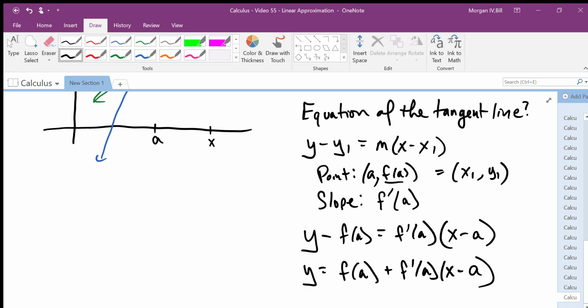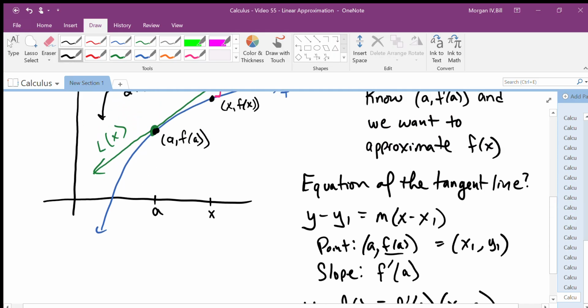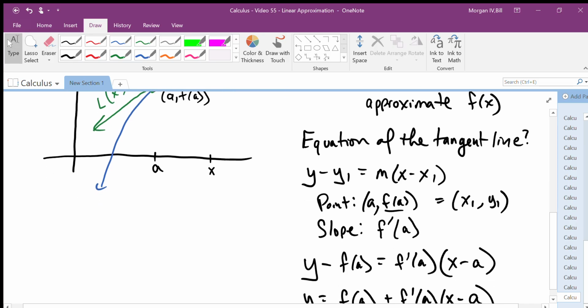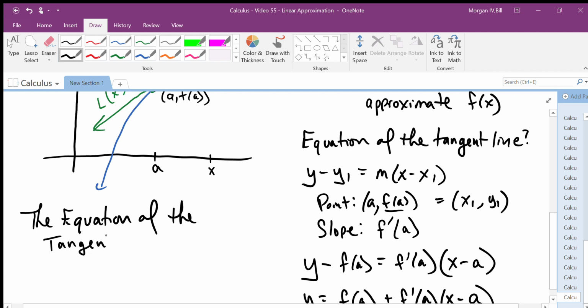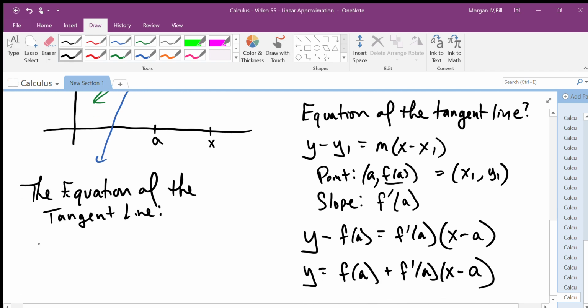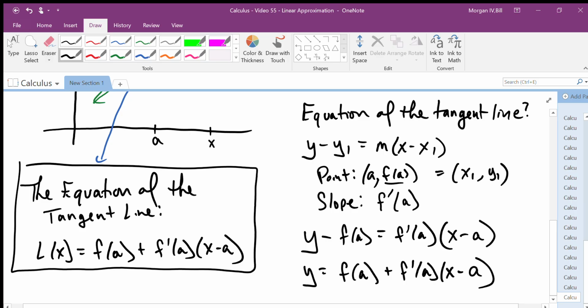Okay. We're going to call that L of x, the equation of our tangent line. Instead of y equals, we're going to call it L of x equals. So the equation of the tangent line is L of x is equal to f of a plus f prime of a times x minus a. That is the equation in general of a tangent line at the point a, f of a.